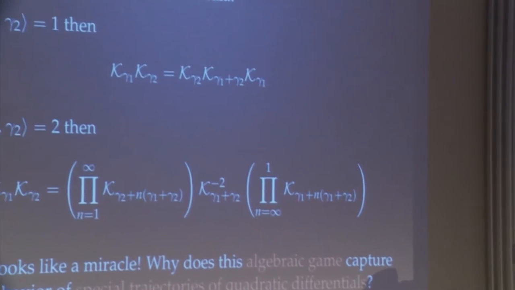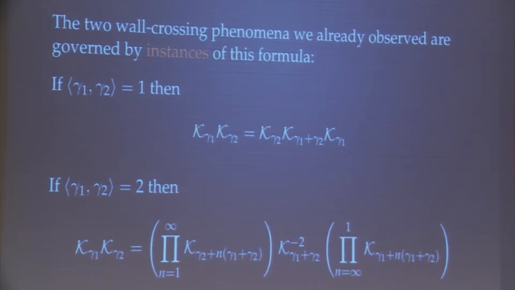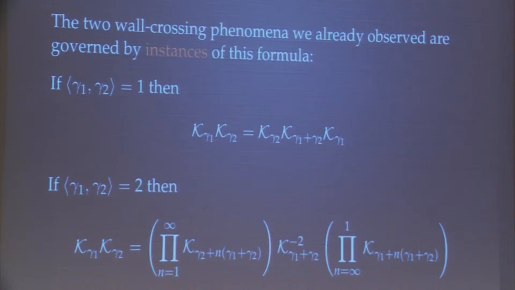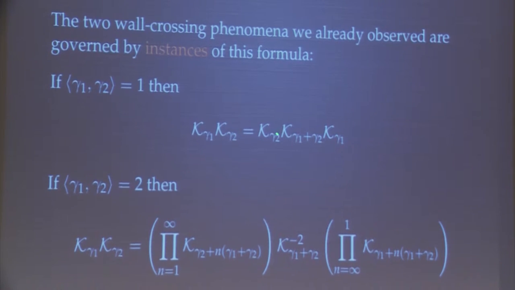But I'm trying to say something much simpler. Suppose, for example, that I have just two charges whose intersection product is one. So if I look at these two automorphisms, I look at their composition, k gamma 1, k gamma 2. That's what I'll have on one side of a wall. And then I look at a wall where the central charge z gamma 1 becomes aligned with z gamma 2. On the other side of the wall, I'll meet these things in the opposite order. I'll meet k gamma 2 first, k gamma 1 last, and then k gamma 1 and k gamma 2 don't commute. But in order to fix up that non-commutation, you just have to insert one more transformation, k gamma 1 plus gamma 2.